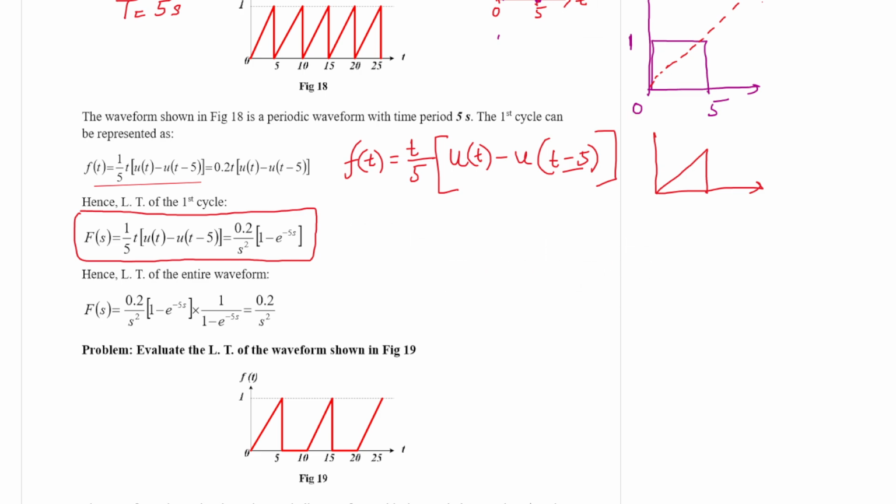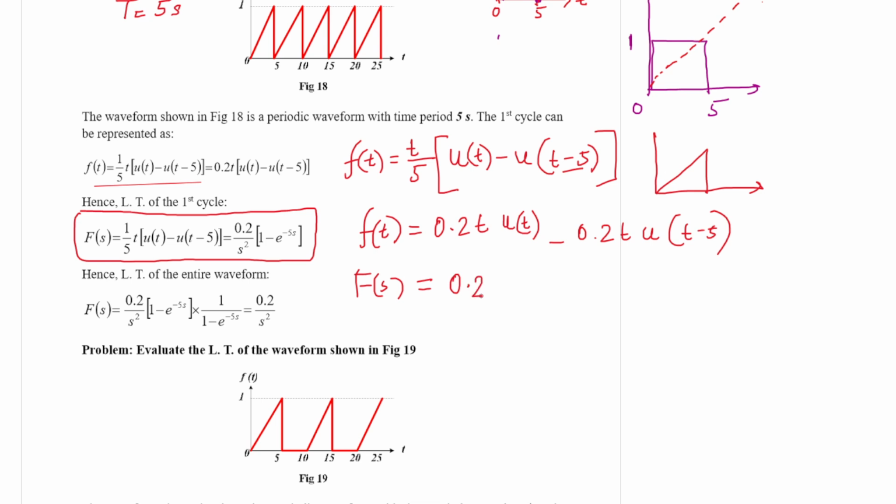Okay, let me repeat. Let us consider f(t) as having two parts. One part is 0.2t u(t), and the second part is 0.2t u(t minus 5). As far as this first part is concerned, 0.2 is a constant, so it stays as it is.